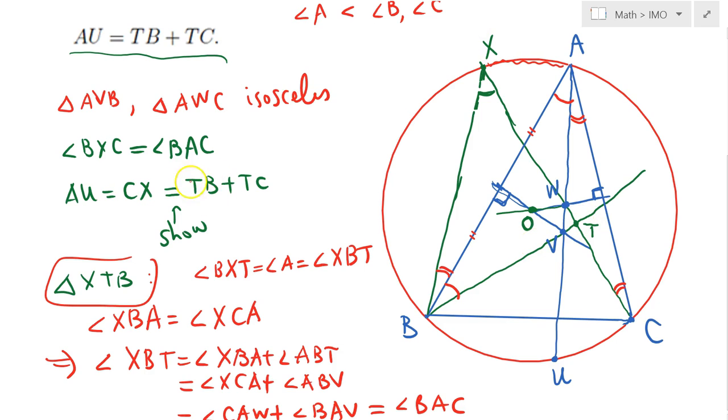So therefore, we wanted to show this claim, but notice that TB can be replaced by XT, and you just keep the TC here, but that's obvious. XTC is just a straight line, so therefore XT plus TC is nothing but XC, as we wanted to show. And that basically solves this very easy IMO problem. Hope you enjoyed the video, and looking forward to see you guys in our next lecture.